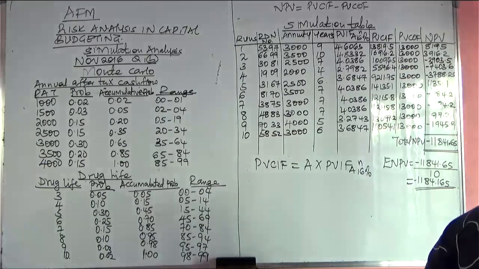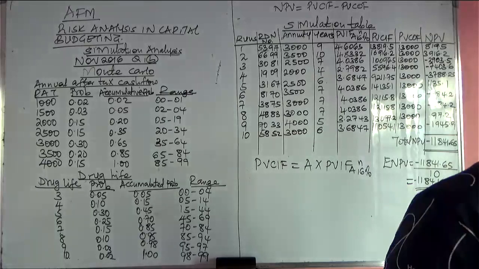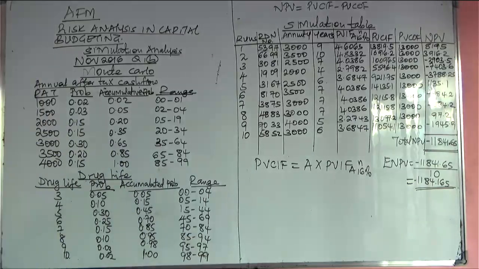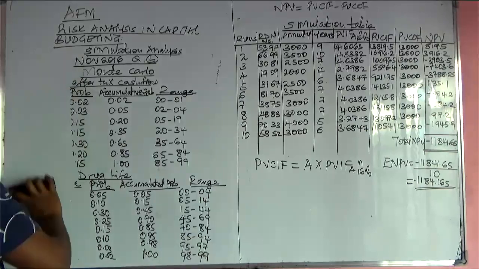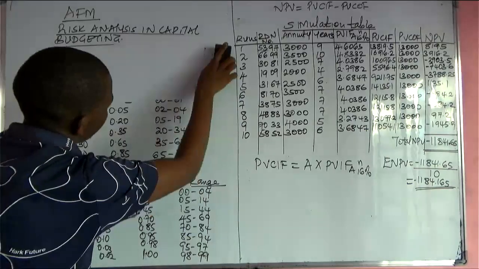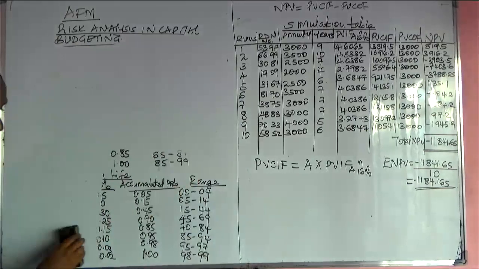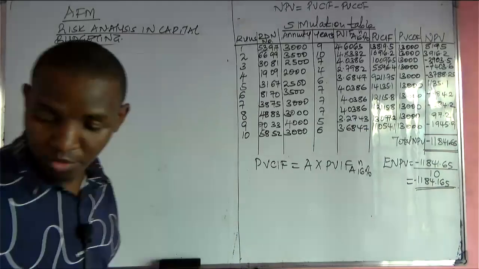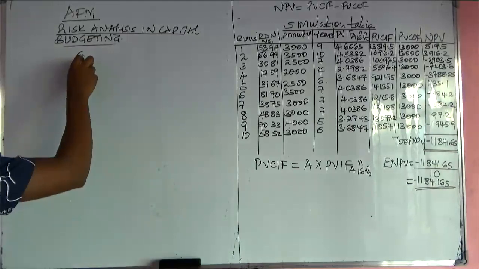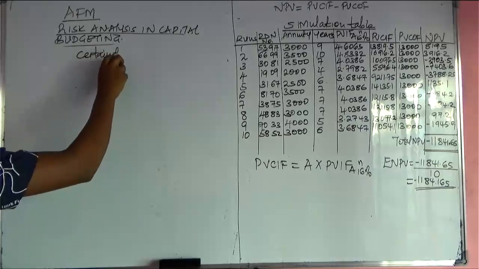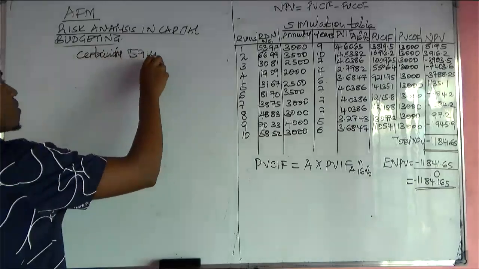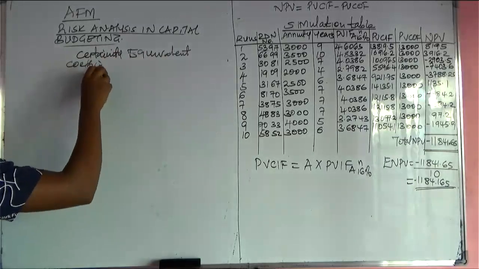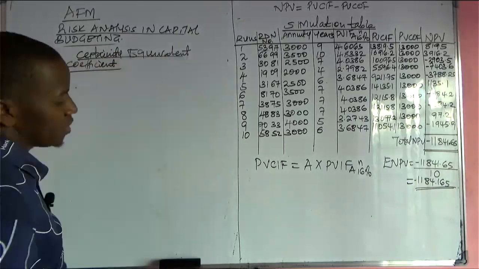So let's get to another one. The other one is what we call the certainty equivalent coefficient.